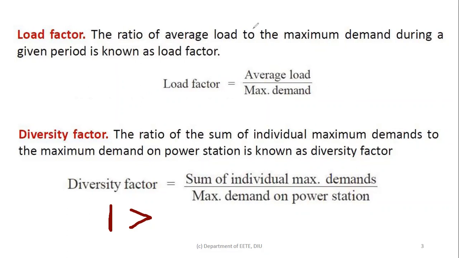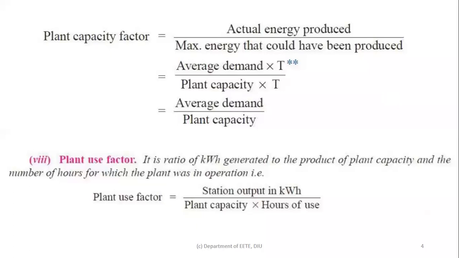So that was the diversity factor. Last, let's see anything else. Okay, the plant capacity factor. We discussed that the plant capacity factor is the average demand divided by plant capacity. Basically the plant capacity factor is the actual energy produced relative to the maximum energy that could have been produced. We gave an example of a person who can pull a certain weight. He has the capacity of pulling 100 kg, but he is pulling 50 kg. So basically 50 divided by 100 is his capacity factor.